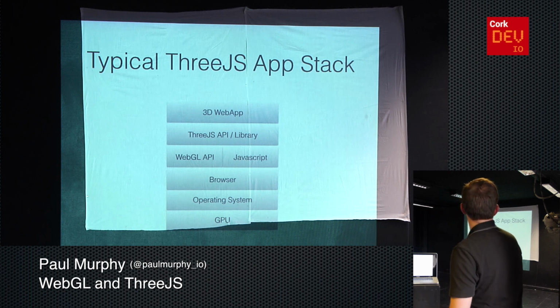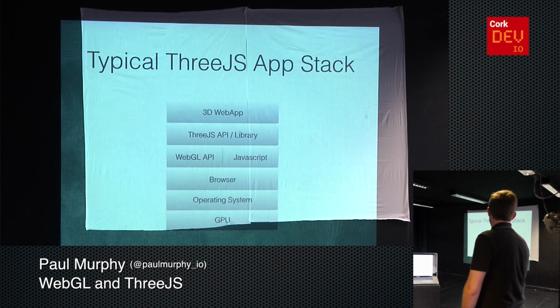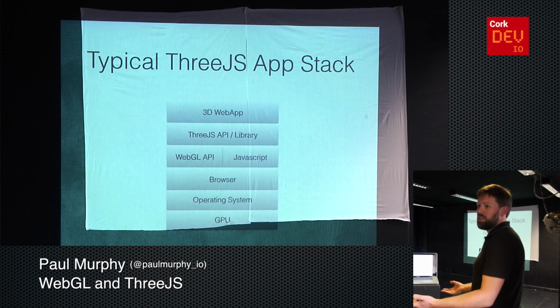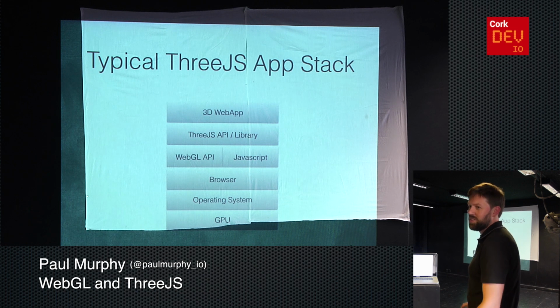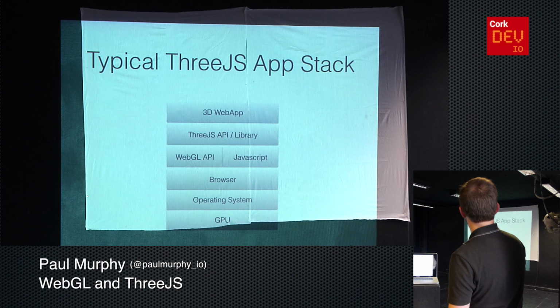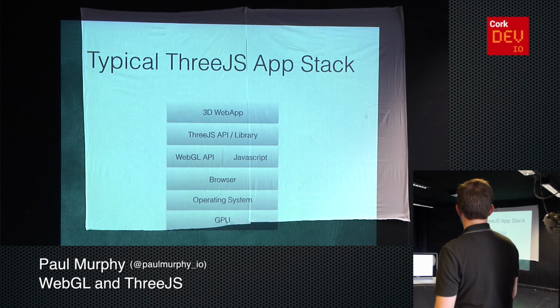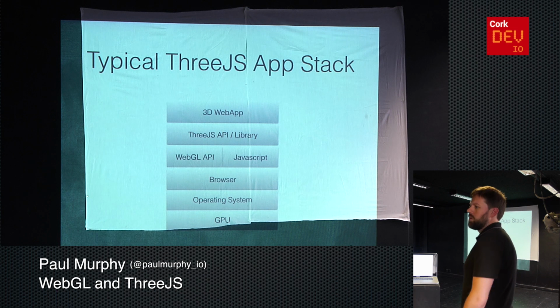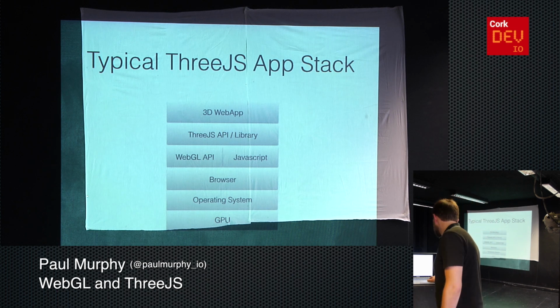This would be the typical Three.js app stack. You'd have a 3D web app, which could be just an HTML page with a JavaScript tag in it. You could call it a glorified 3D web app. It uses the Three.js API library that talks to the WebGL API, obviously JavaScript, runs in the browser, running on the operating system, and is taking advantage of the hardware GPU.